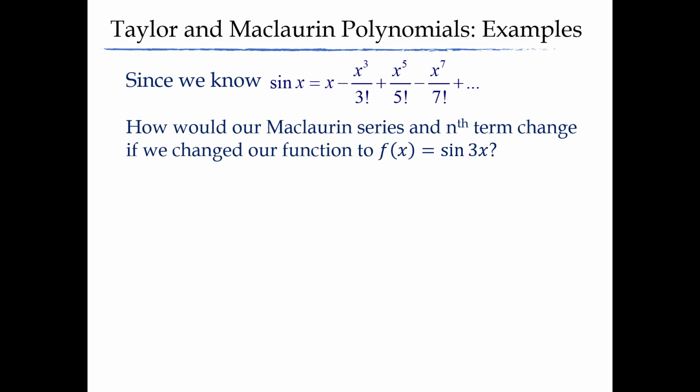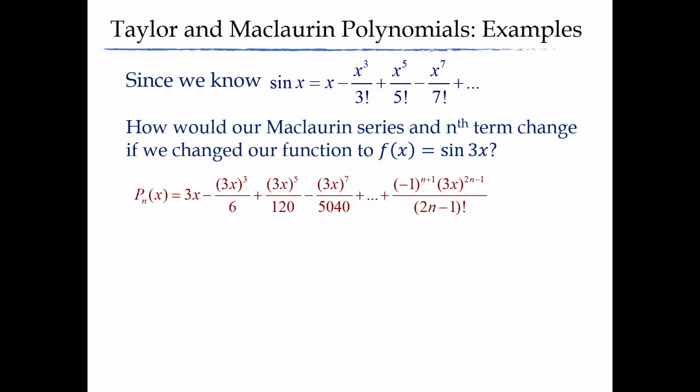Since we know that sine of x is now equal to this Maclaurin polynomial of x minus x cubed over 3 factorial plus x to the 5th power over 5 factorial minus x to the 7th over 7 factorial, how would our Maclaurin series and the nth term change if our function was sine of 3x rather than just sine of x? Well, what would happen is we would substitute all of our x's with 3x. So we end up with 3x minus 3x cubed over 6 plus 3x to the 5th over 120 minus 3x to the 7th over 5040.